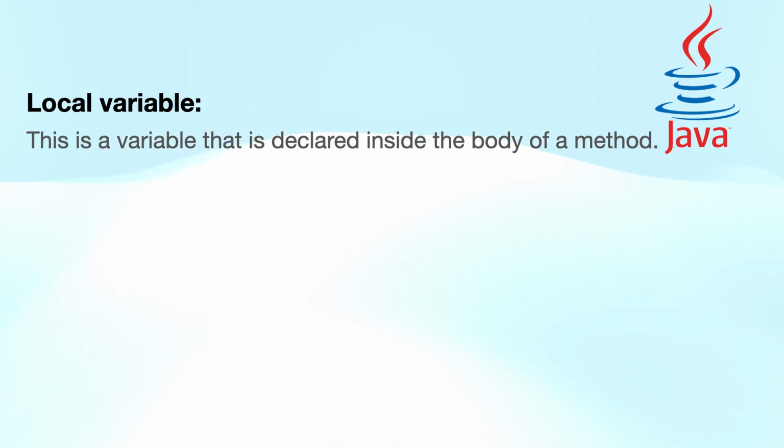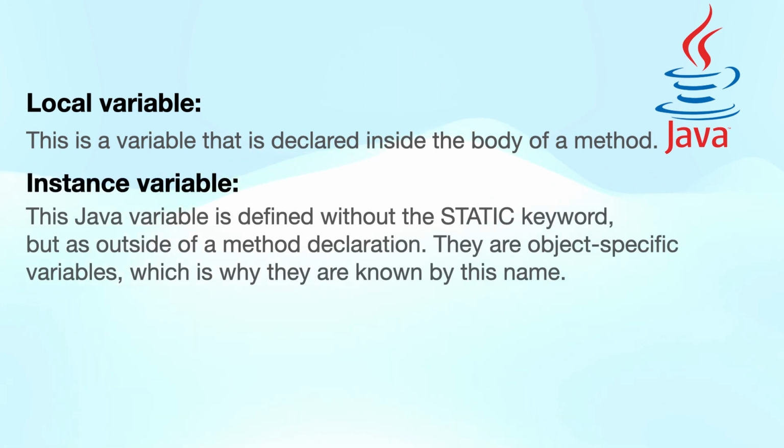An instance variable is a variable that is defined without the static keyword and outside of the method declaration. They are object specific variables, which is why they are known by this name. The instance variable has no static keyword, and it is written outside of the method. So it is always outside of a method without any static keyword.